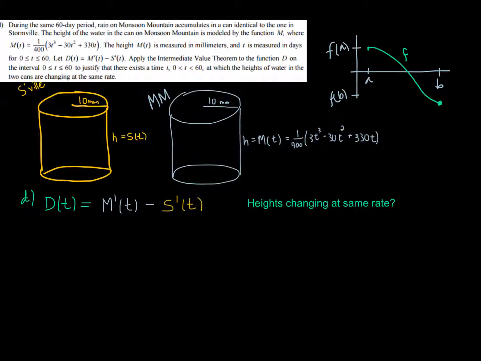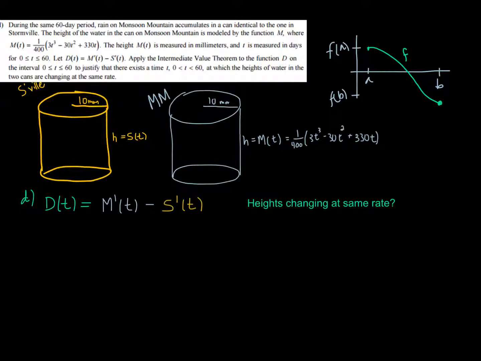So how can this help us with d of t? Well, let's just quickly look at what d of t is. D of t is m prime of t minus s prime of t. M prime is the rate at which the height of the water in the can in Monsoon Mountain is changing, and s prime is the rate at which the height of the water in the can in Stormville is changing. So this is taking simply the difference between the two rates at which the heights are changing. So if we're looking for where the heights are changing at the same rate, well, these are their rates. When their rates are the same, d of t is going to be, you guessed it, 0.